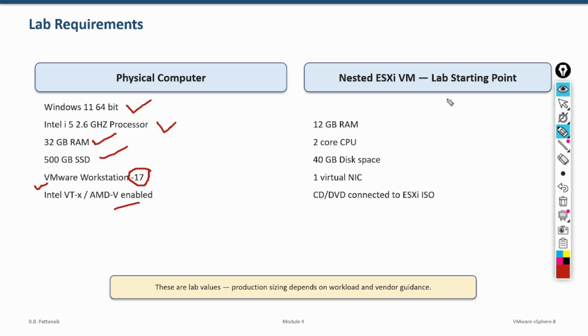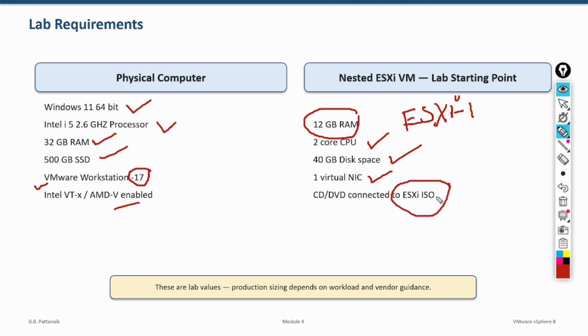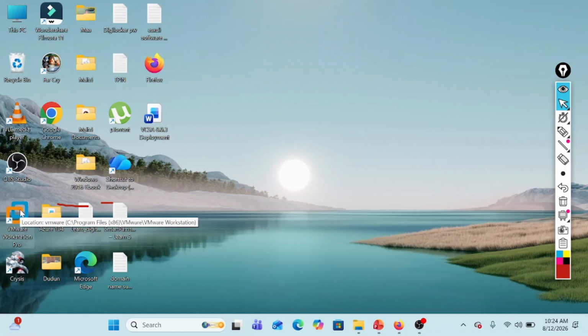In the nested ESXi VM, we will build our first ESXi host. First, ESXi 1, where I will be assigning 12 GB of RAM, 2 core CPU, 40 GB disk space, one virtual NIC, and a CD/DVD connected to the ESXi ISO. That ISO is vSphere 8. That ISO will be mounted from here.